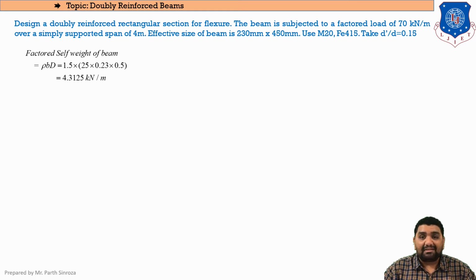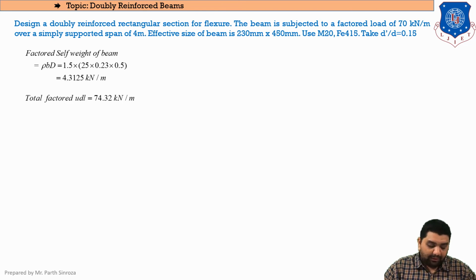We'll be opting from the equation that is rho BD. Rho will be the density of RCC, that will be 25 kN per meter cube. B will be the width of section that is given in the size, that is 230 mm, and D will be our capital D. Keep in mind here it is given as 450 mm effective, and it is not mentioned what amount of cover should be taken. So whenever the cover is not being given in the question, we will be always assuming that 50 mm cover is being taken. So adding 50 to 450 comes out to be 500. So converting it into meter, it comes out to be 0.5. So solving it, we are getting the self weight of beam to be 4.3125 kN per meter.